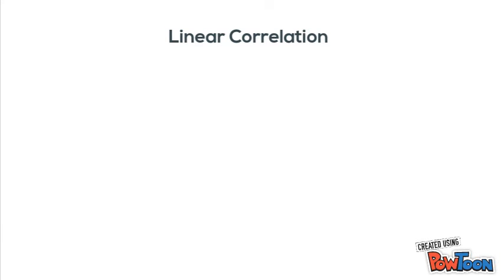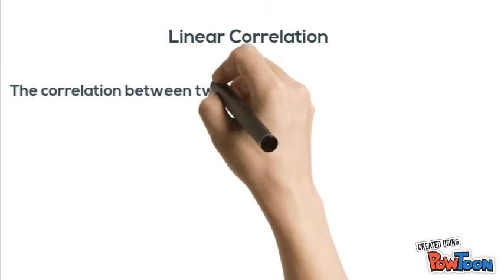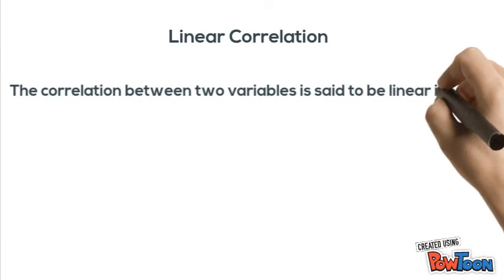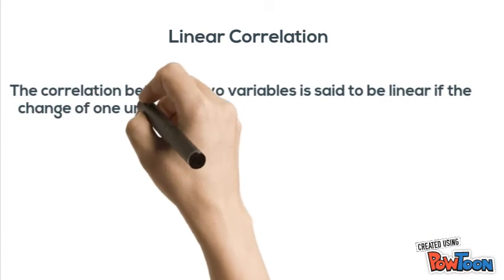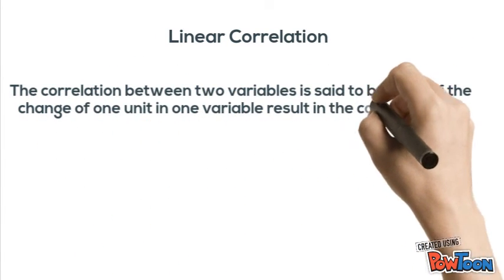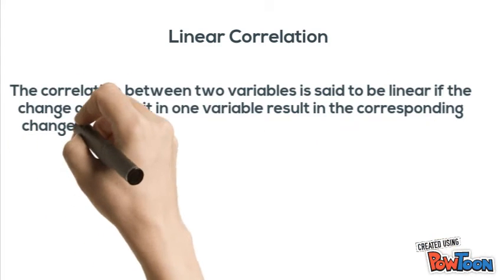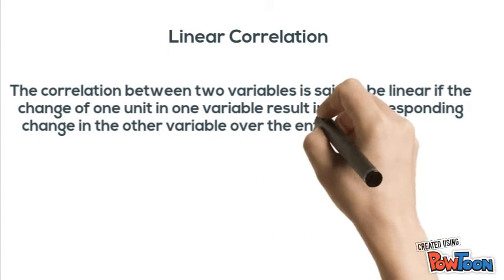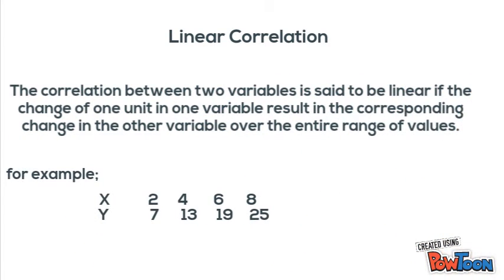Linear correlation. The correlation between two variables is said to be linear if the change of one unit in one variable results in the corresponding change in the other variable over the entire range of values. Let's take this example.